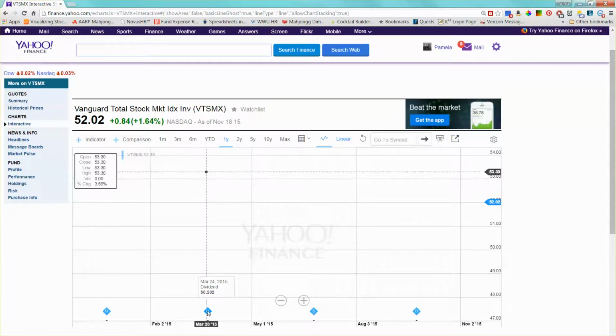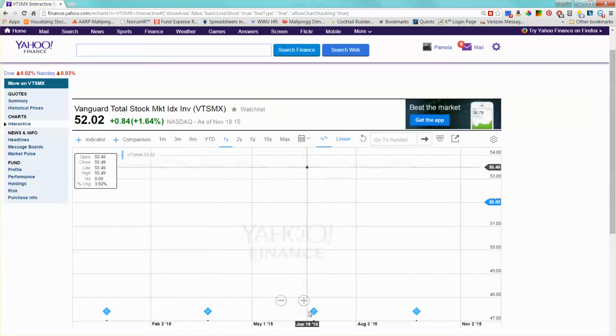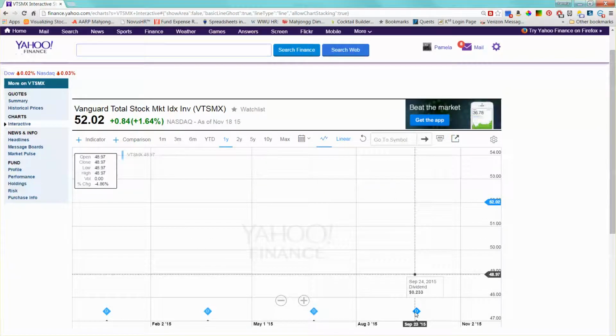Then they paid a dividend on March the 24th of 23.2 cents per share. How much you actually received in total dollars depends on how many shares you own. I can also see in the upper right corner of that graph that on that day, the fund was trading for $53.50. They paid another dividend in June on the 25th of 21.4 cents per share, and the fund was trading at $53.07 that day. And then one more dividend on the 24th of September.